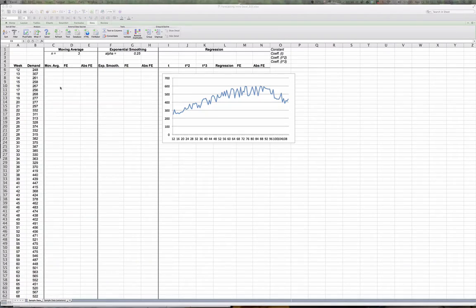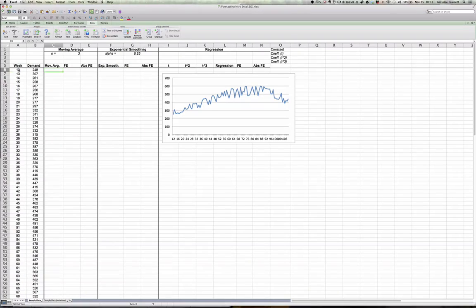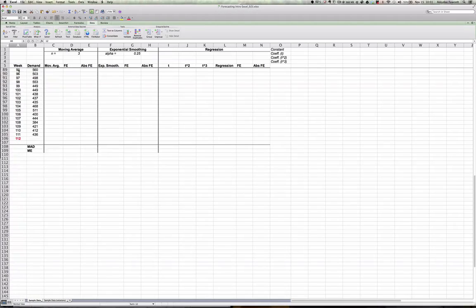Now we're going to do this looking at a data set that comprises 100 weeks of data starting in week 12, all the way down to week 111. And ultimately, our objective, of course, will be to come up with a forecast for period 112.